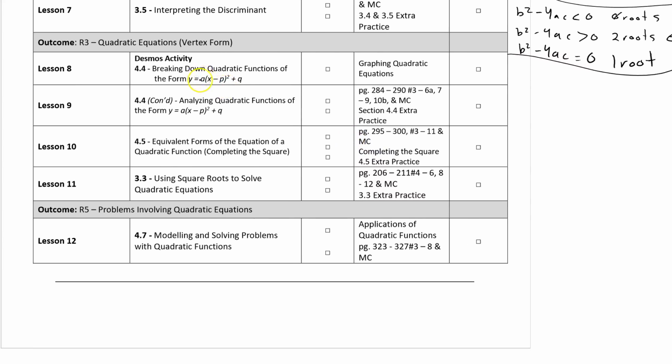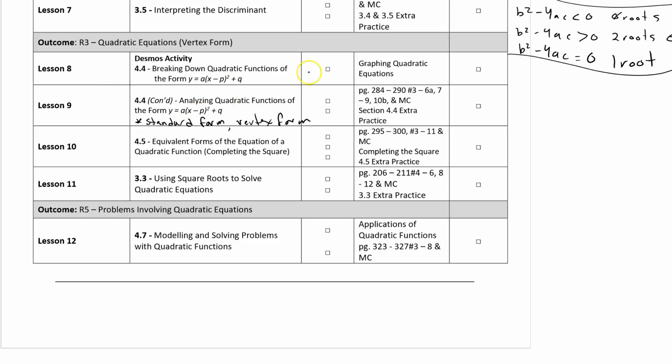4.4, we're talking about the form y equals a(x minus p) squared plus q. Sometimes we call this the standard form, and sometimes it's vertex form. Now what's so great about this is you can see what the stretch factor is right away, plus where the vertex is. And if you know the stretch factor and the vertex, it's very easy to draw the graph.